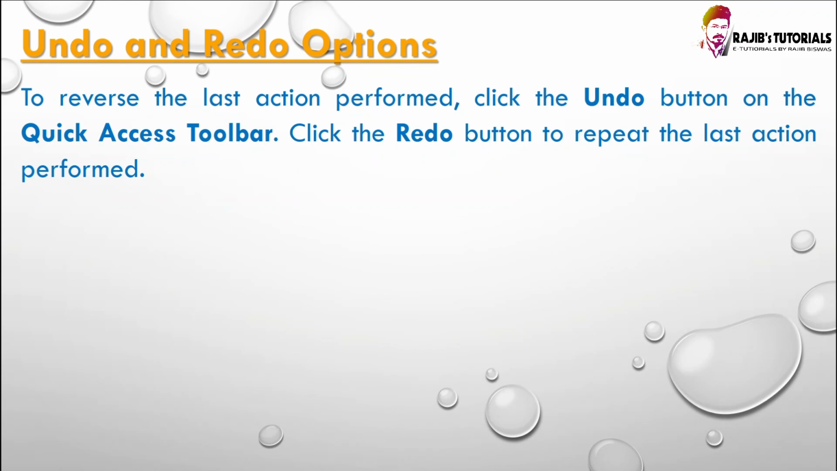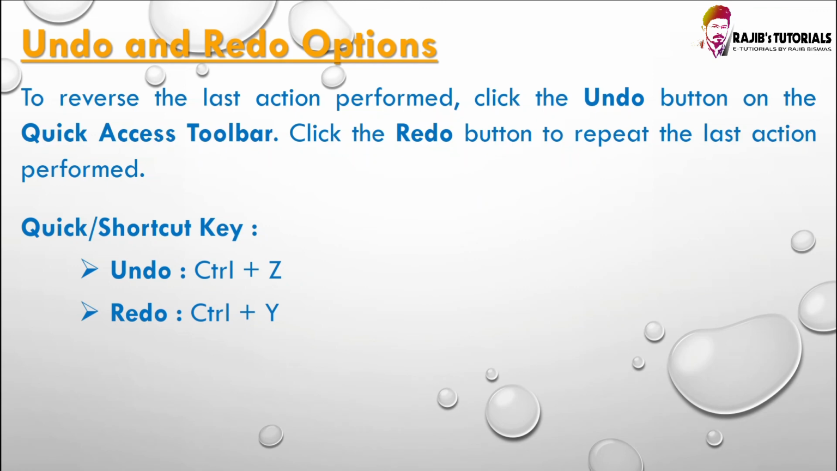Undo is like if we make a mistake in writing, then we erase it with an eraser. The same work we can do in MS Word by using the undo option. The shortcut key of undo is Ctrl plus Z. You have to press Ctrl and Z at the same time to undo the work, and to redo you have to press Ctrl plus Y at the same time.